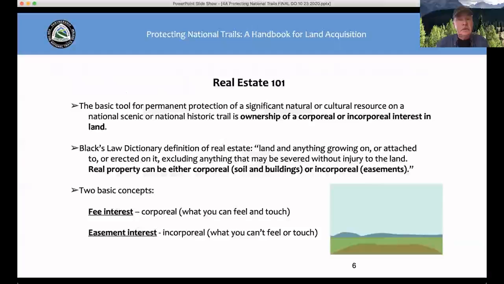The basic tool for permanent protection of a significant natural or cultural resource is what's called a corporeal or an incorporeal interest in the land. A corporeal interest is something that you can feel and touch. It's the trees, it's the land itself. An easement interest, which is really a negative interest that limits what can happen on that land, is an incorporeal interest in the land.